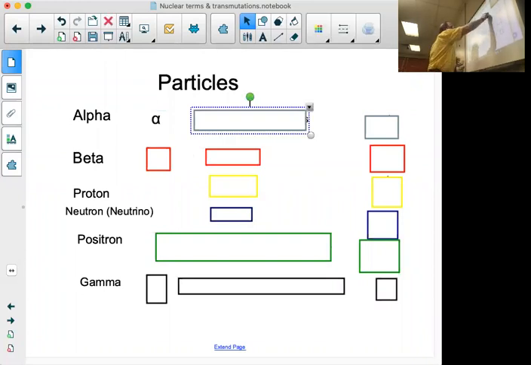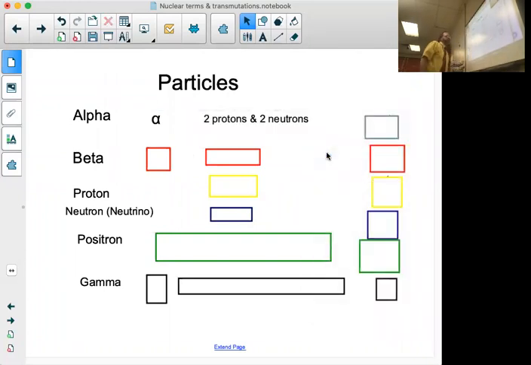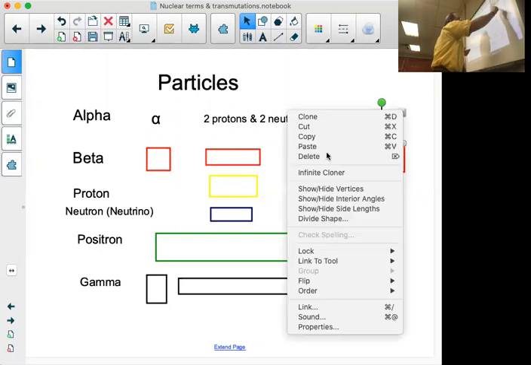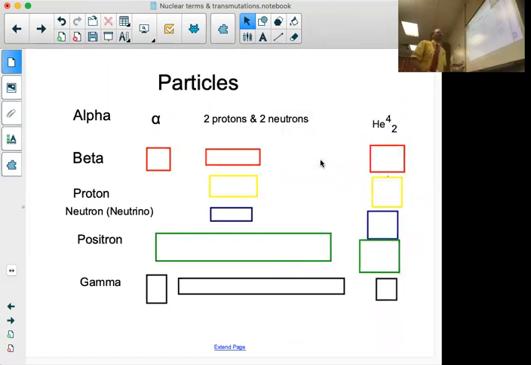What is an alpha emission? It is 2 protons and 2 neutrons. Now, if you know 2 protons and 2 neutrons, that's the nucleus of a helium atom. So today we basically express that as He 4/2.